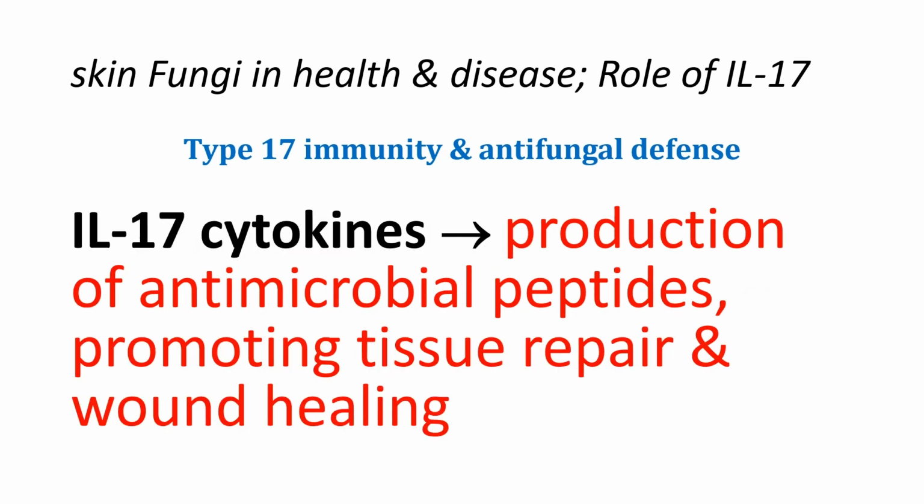Interleukin 17 cytokines operate through the interleukin 17 receptor signaling in epithelial cells and fibroblasts, enhancing the production of antimicrobial peptides, some of which are vital for fungal control in vivo. Also, interleukin 17 signaling plays a key role in preserving skin barrier integrity, promoting tissue repair and wound healing, all of which are essential for effectively managing fungal colonization on the skin.